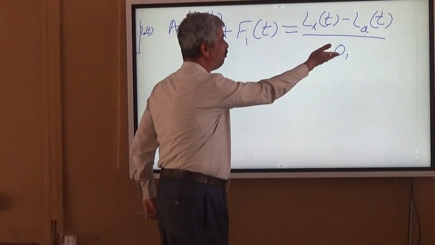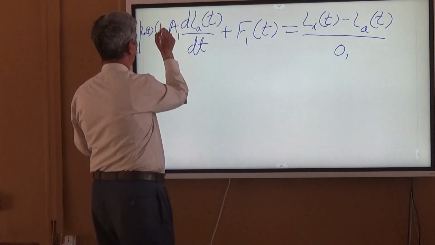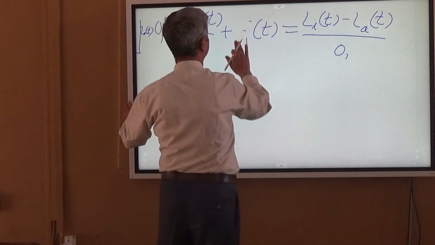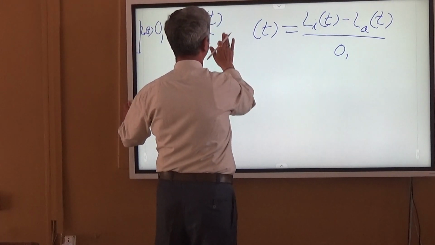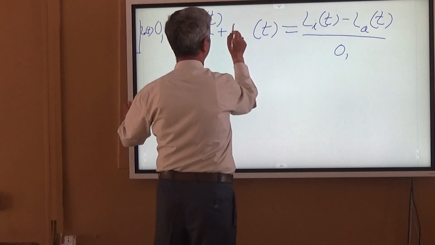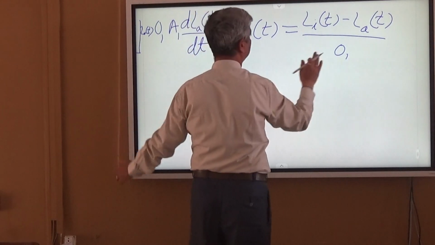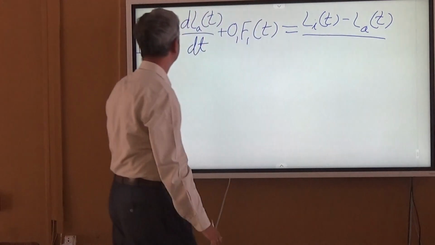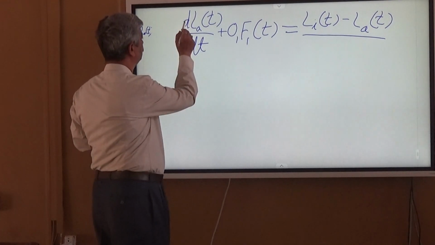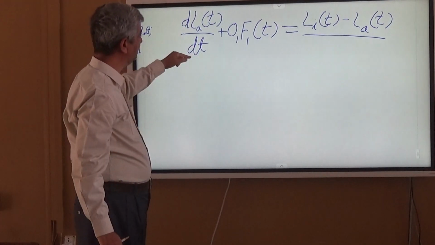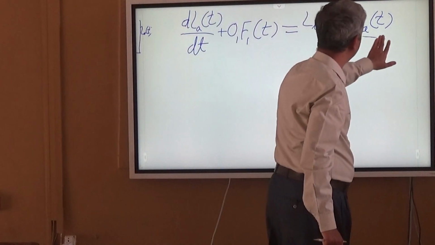Now we multiply by O1 on the other side. So O1 A1 dLAT by dt plus O1 F1T, and this is equal to 1, right? So dLAT by dt plus O1 F1T is equal to LinT minus LAT.